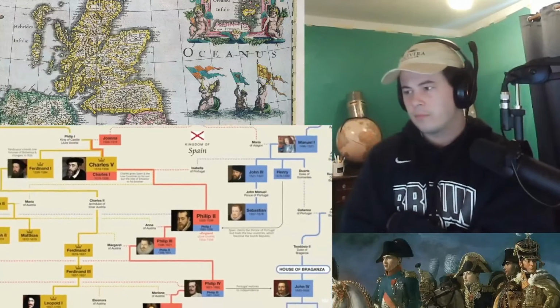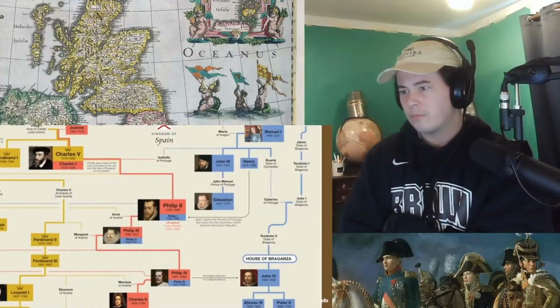Anyhow, during the reign of Philip II, several nobles from the Low Countries started to rebel and fight for independence.